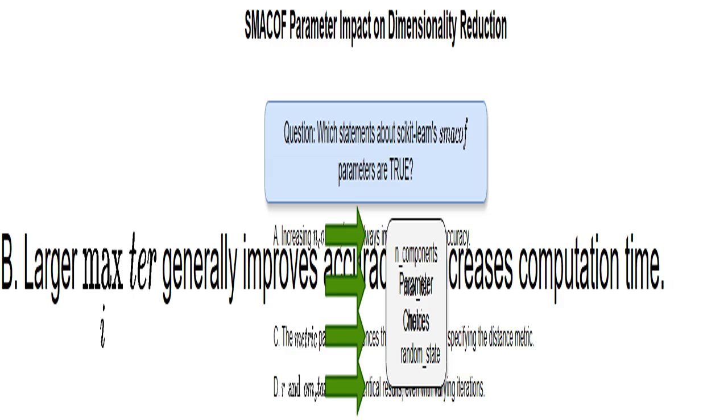max_iter sets the maximum number of times the algorithm tries to improve the solution. More iterations generally mean a better, more accurate solution, because the algorithm has more chances to find a better fit, but it also means more computation time. Think of it as polishing a sculpture. The more time you spend polishing, more iterations, the better the finish, more accuracy, but it takes longer.